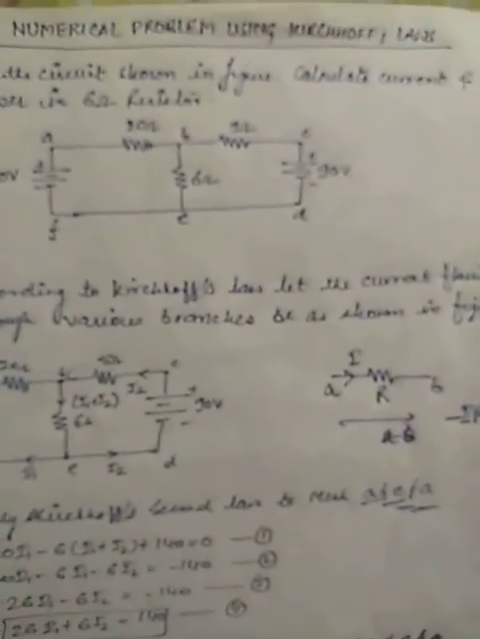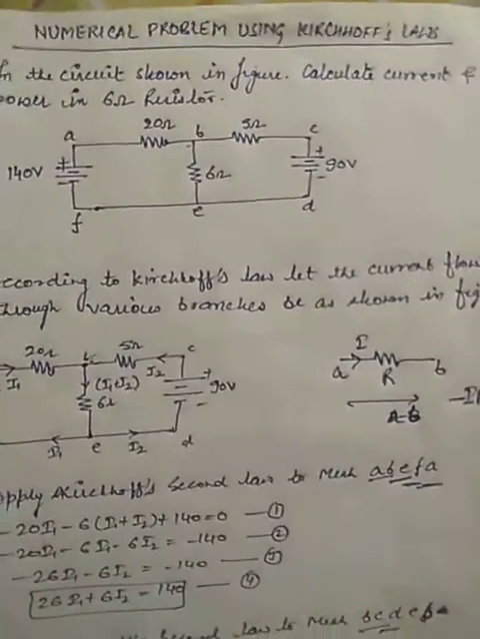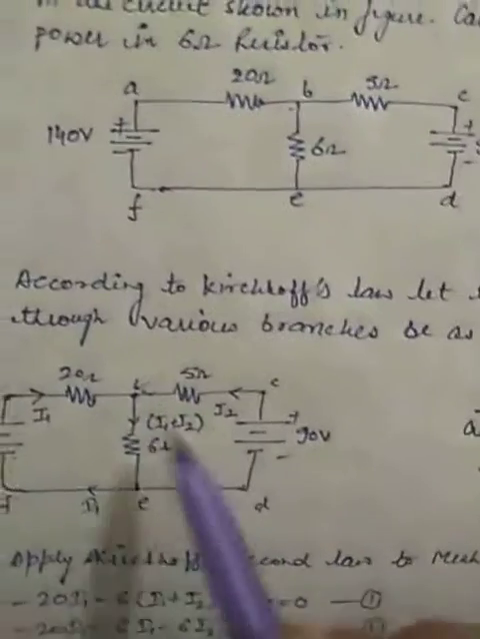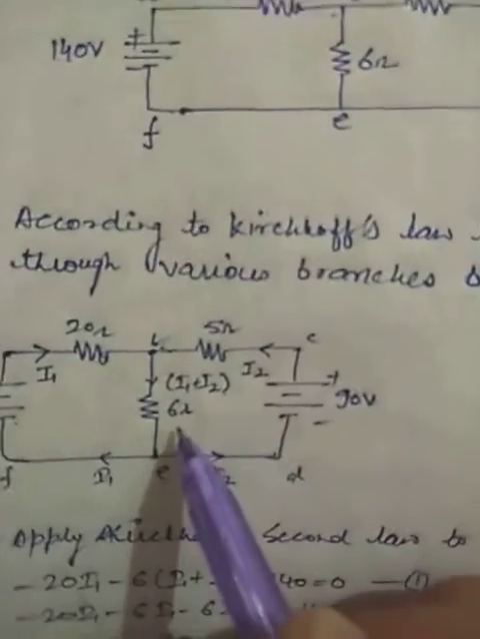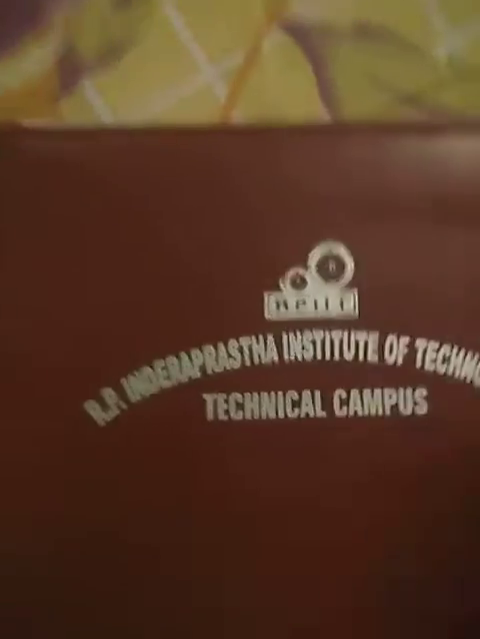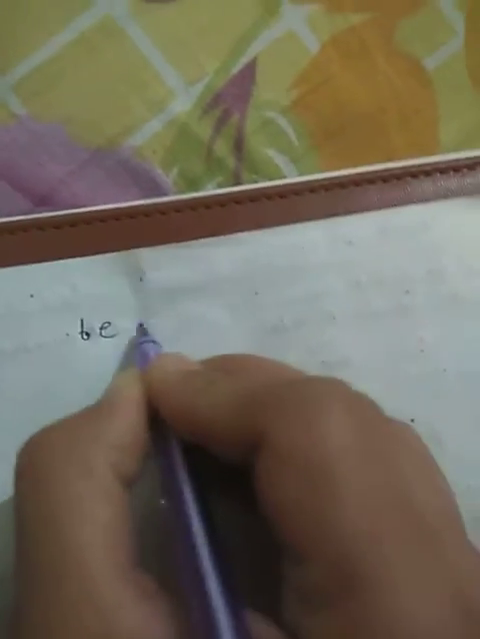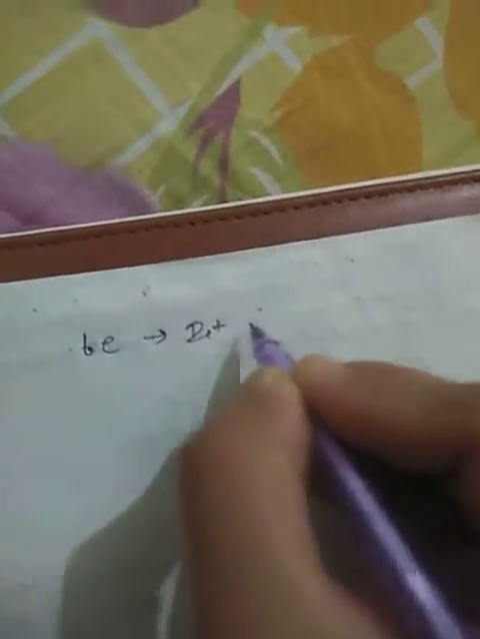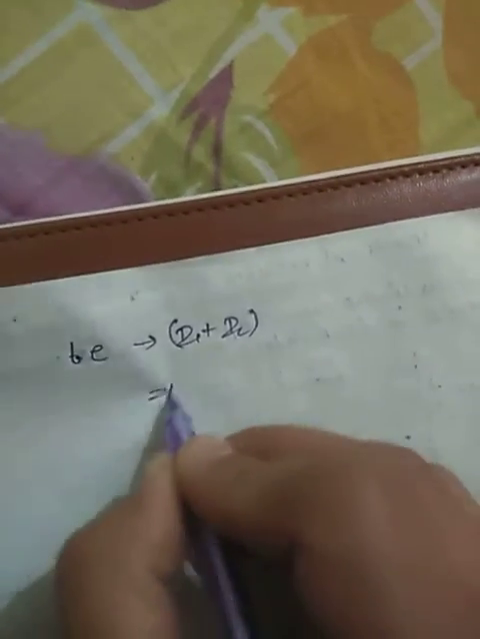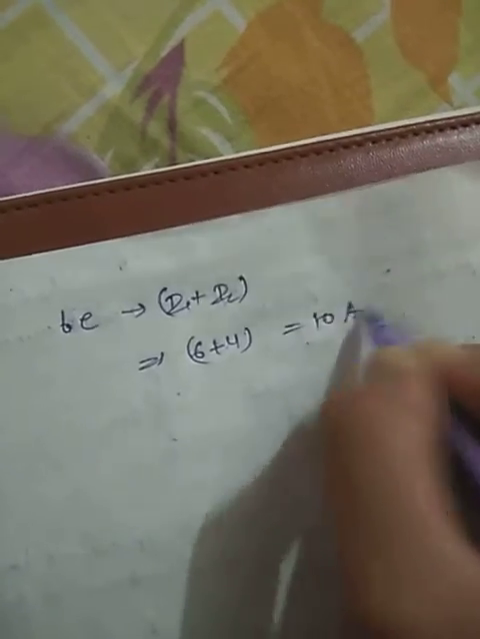So the question was, in the circuit shown in figure, calculate current and power in 6 ohm resistor. So here across this 6 ohm resistor we will calculate the power and current. The current flowing across 6 ohm resistance is I1 plus I2. So here the current flowing across branch BE is I1 plus I2. So we will simply add up both the currents, 6 plus 4. So answer will be 10 ampere.